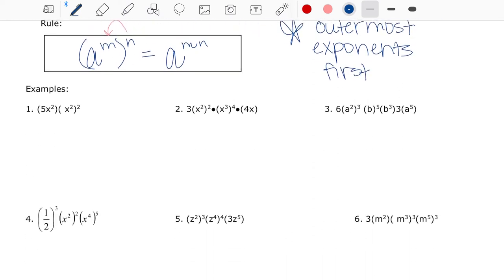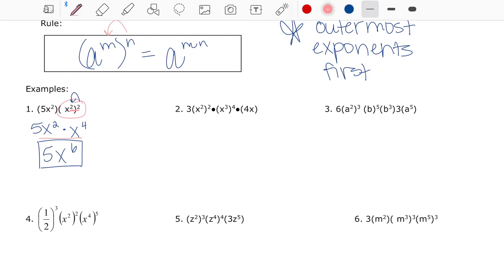So let's take a look at number 1. For number 1, we have 5x squared times x squared all to the power of 2. Right here, I see that I have a power raised to another power, which means that that 2 is going to multiply with my exponents. So my 5x squared will stay the same for now, and x squared raised to the power of 2 becomes x to the 4th. Now I'm still not fully simplified because I'm multiplying same bases, which means I can add those exponents to get 5x to the 6th.